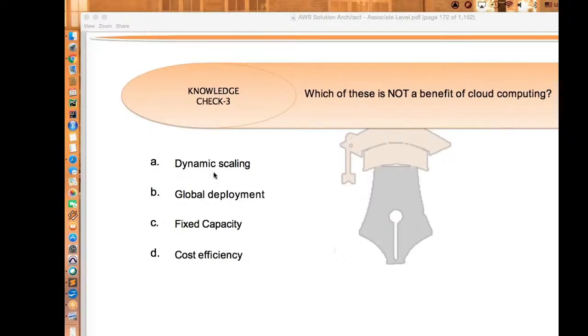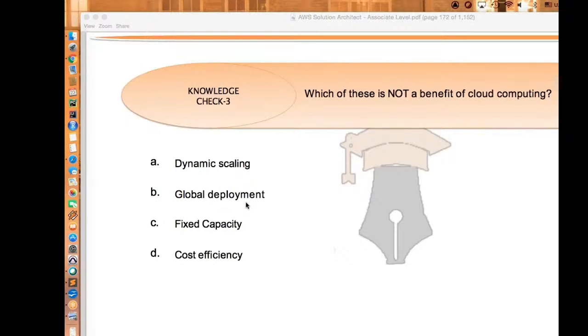So I'll tell you, I'll explain each of the benefits here. Dynamic scaling means that, dynamically, without human intervention, the system should be capable enough to scale up and scale down. So this is one of the features. That's what dynamic scaling is all about. And the global deployments.